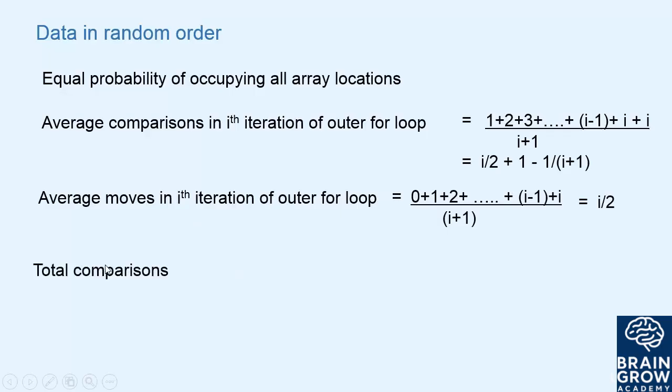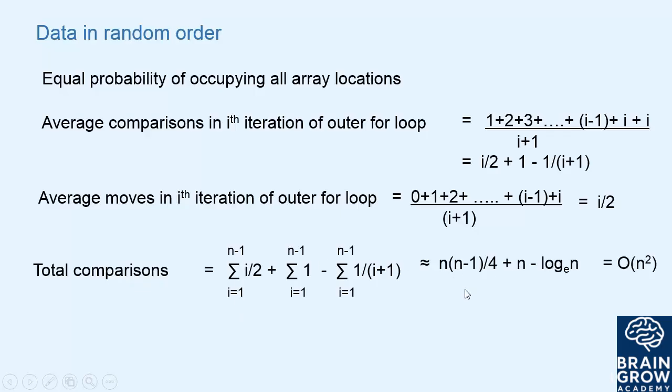So for the total number of comparisons, we have performed summation from 1 to n minus 1, since the outer for loop has n minus 1 iterations. This comes out to be order of n square, and the total number of moves also comes out to be order of n square. So the performance of insertion sort in the case when data is in random order is also order of n square.